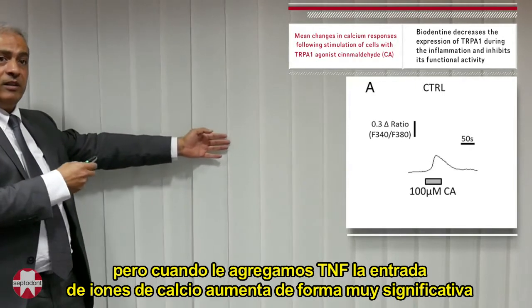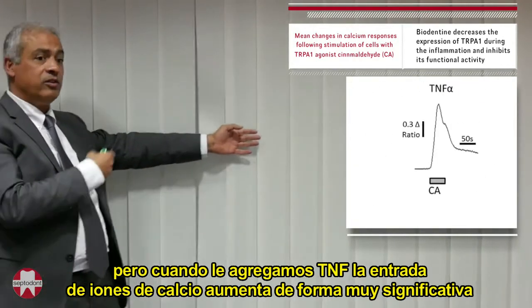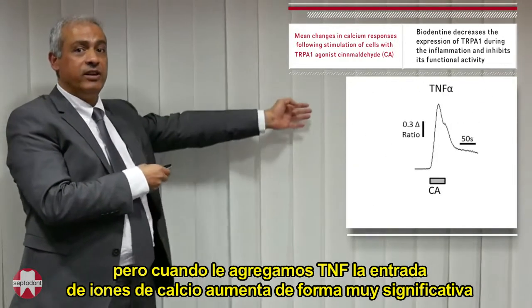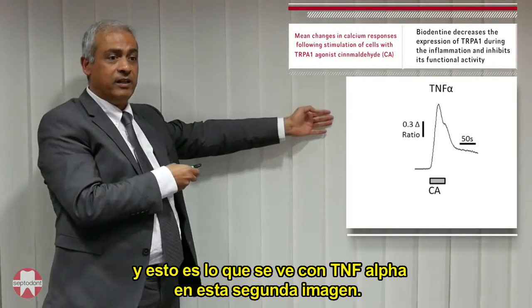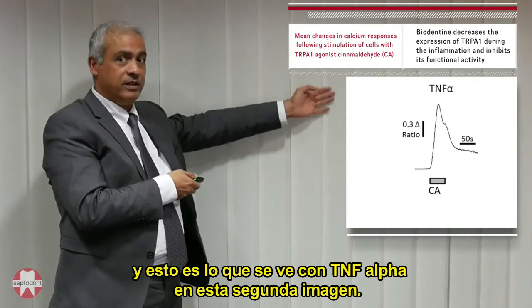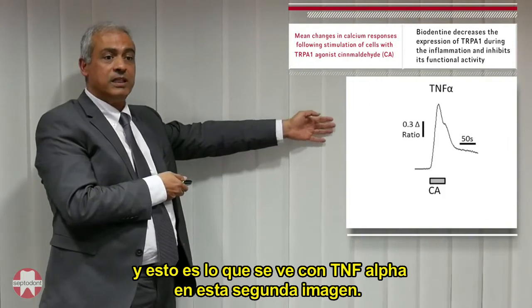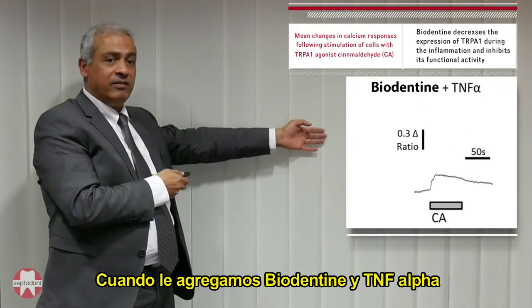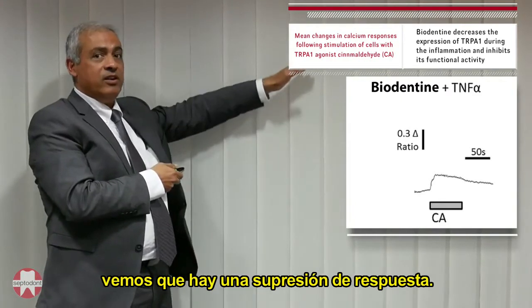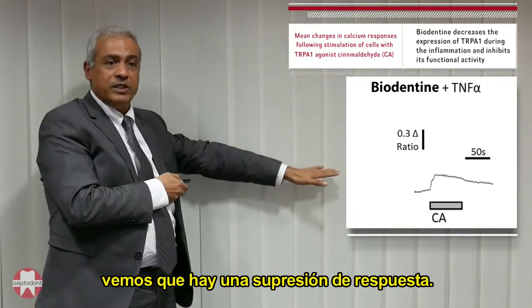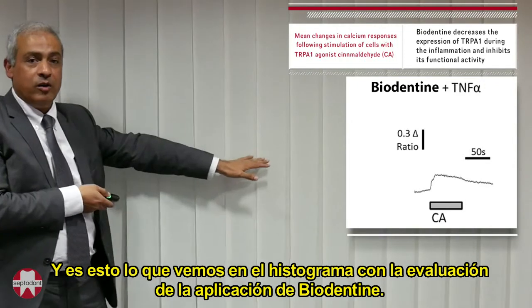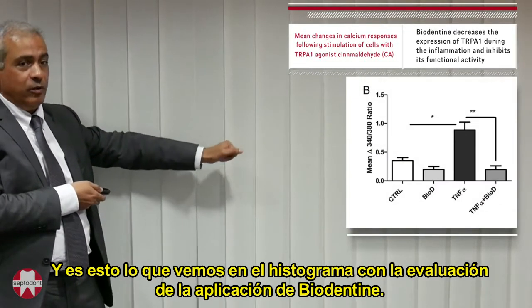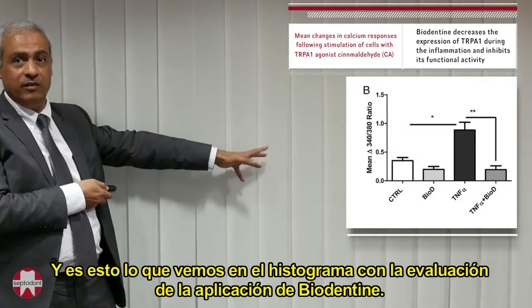But when you add the pro-inflammatory factor, the entrance of calcium ions increases in a very significant way. This is what you see with the TNF-alpha on the second trace. And when we add biodentine and the pro-inflammatory TNF-alpha, we notice that there is a suppression of this response, and this is what you see on the histogram with the quantitative evaluation.